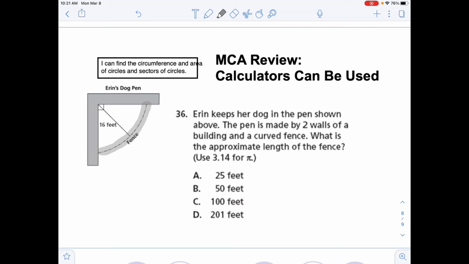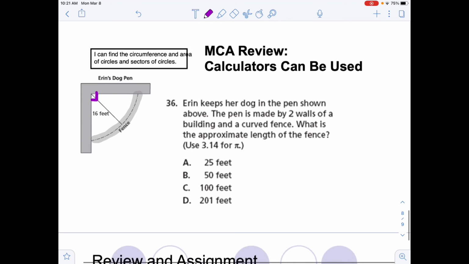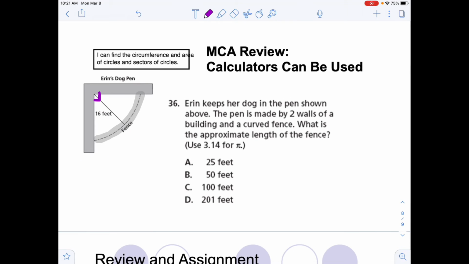What I'm going to do here is I am going to use the circumference, and I'm going to divide it by 4. I know that this is 1/4 of the circle because I have this 90-degree angle here. And there's 4 90-degree angles in a 360-degree circle. So I'm going to write my formula of circumference equals pi times diameter, and I'm using 3.14 for pi. I'm going to find the full circumference first, and then divide that by 4.